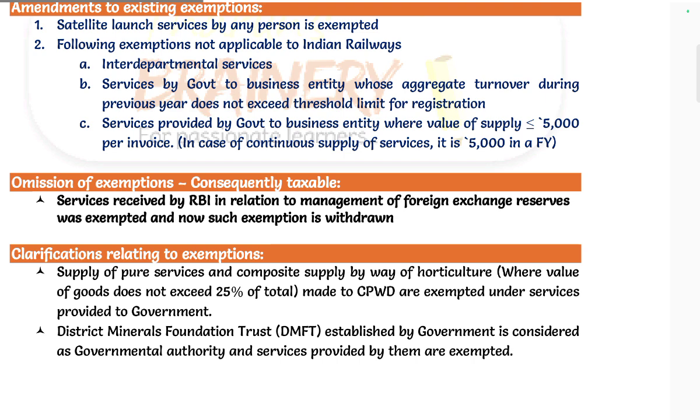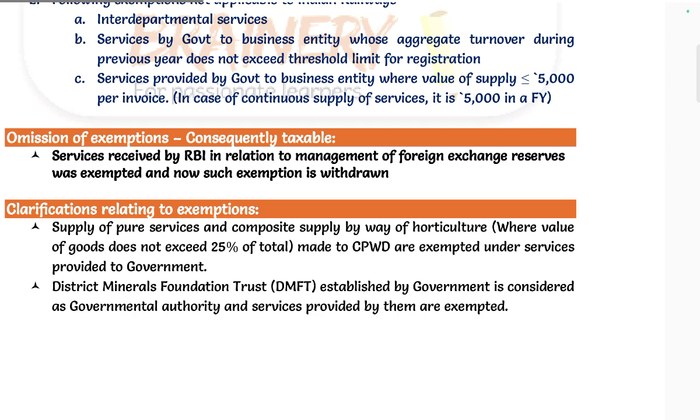Government to business exemption: omission of the exemption. Consequently, services received from the RBI in relation to management of foreign exchange reserves were exempted earlier, and now such exemption is withdrawn. So, service by government in relation to management of foreign exchange was exempted, and now it is withdrawn.